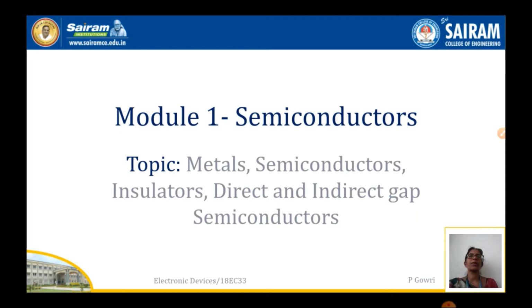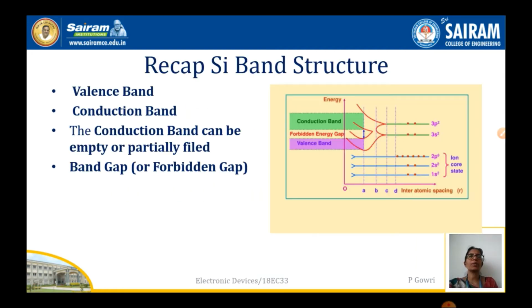We know that every solid has its own characteristic energy band structure. The variation in the band structure is responsible for the wide range of electrical characteristics observed in the various materials. As we discussed in the previous video, the silicon band structure consists of a valence band, a conduction band and a band gap, or forbidden energy gap.